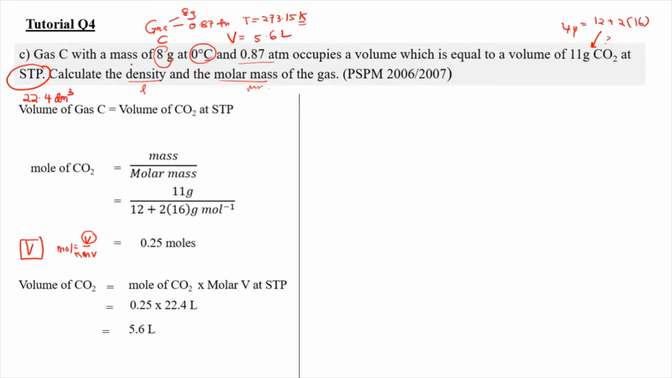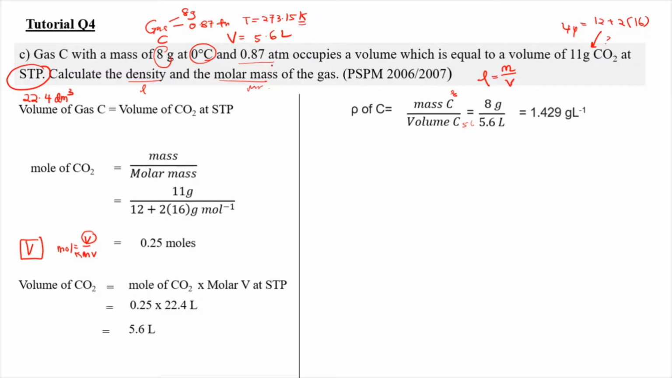And then you need to find the density. So the density can be obtained when we divide the mass with the volume. So in order to find the density of C, we need to divide the mass of C, which is 8 gram, and the volume of C here is the same as carbon dioxide, which is 5.6. So 8 divided by 5.6 liter, and once you do the maths here, you're going to get 1.429 gram per liter.